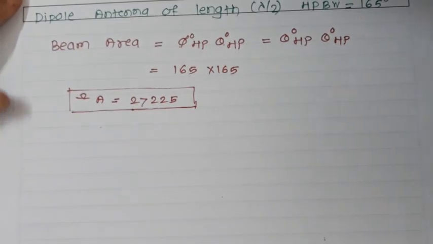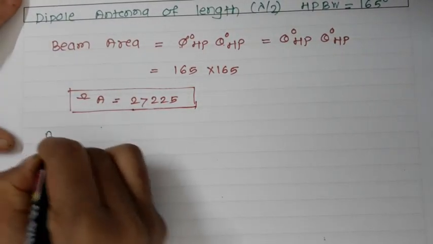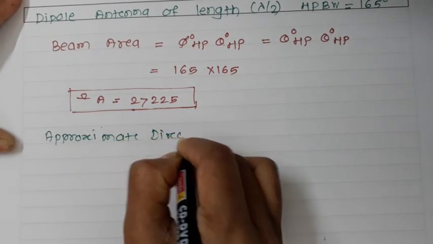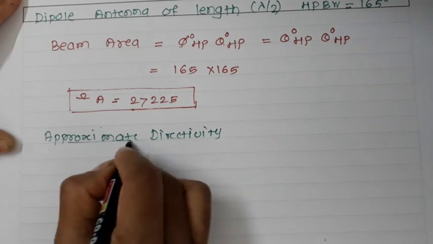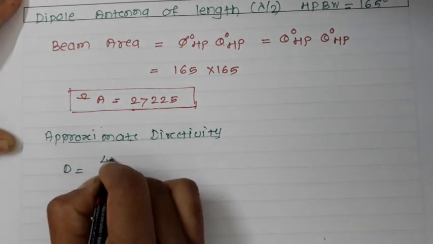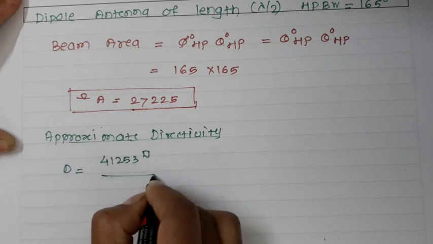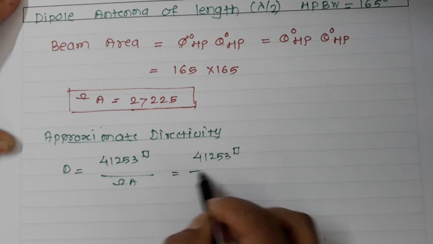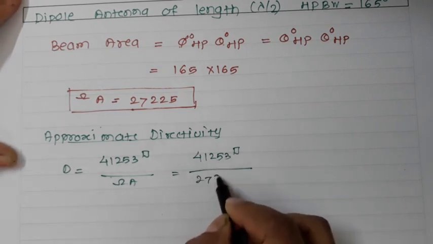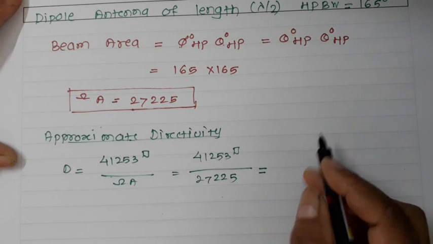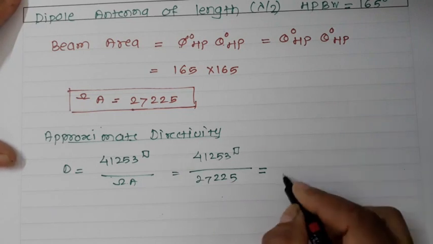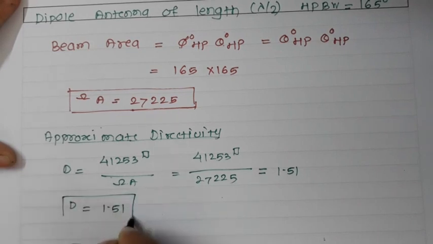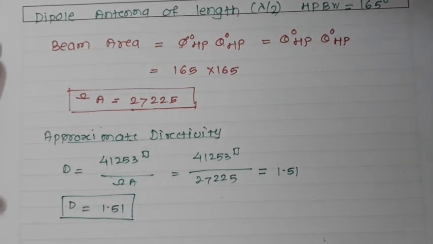Now the next value which I am going to calculate is the approximate directivity. This D is calculated by 41253 square degree divided by omega A. So here 41253 square degree divided by 27225, which comes right now for the antenna of lambda by 2 as 1.51. So I will note this down. So directivity is 1.51.